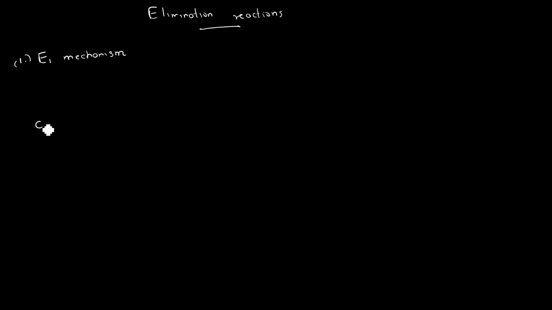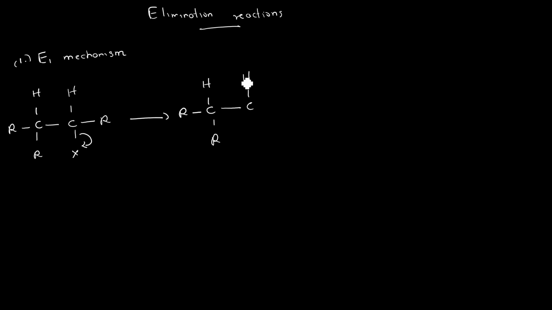Okay, so if I take a molecule like this, let's say we have a hydrogen, and here you have an R group, a carbon, hydrogen, and here you have a leaving group and another R group. In this case, just like in the substitution reaction, the first step is removal of our leaving group. The leaving group will be removed on its own. So here you have R, C, H, and R, carbon, hydrogen. Our leaving group has been removed.